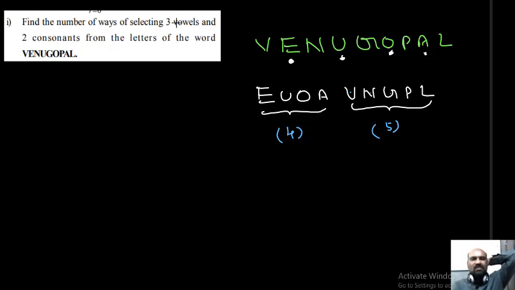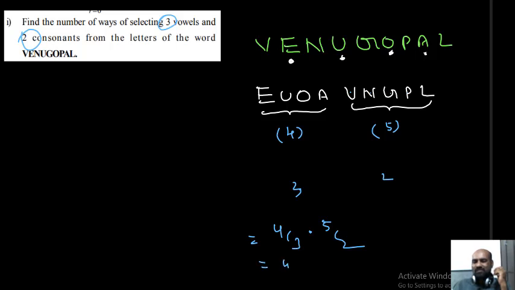But how many do you want? 3 vowels I want and 2 consonants. So from 4 I want to select 3 vowels, that happens in 4C3 ways. One operation is completed. Next I want 2 consonants from 5. So how many ways can I select? 5C2 ways. Therefore what is the answer? 4C3 into 5C2. 4C3 or 4C1 are both the same, no? nCr equals nC(n minus r). Into 5C2 means 10. This is 4. Totally 40 ways you can select.